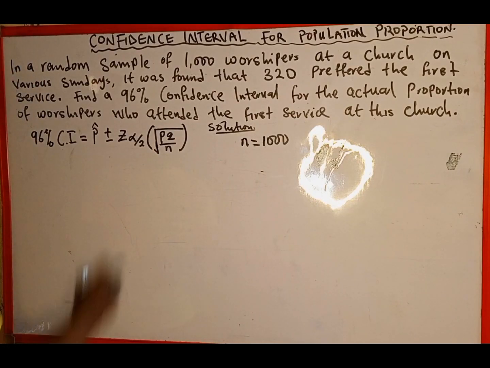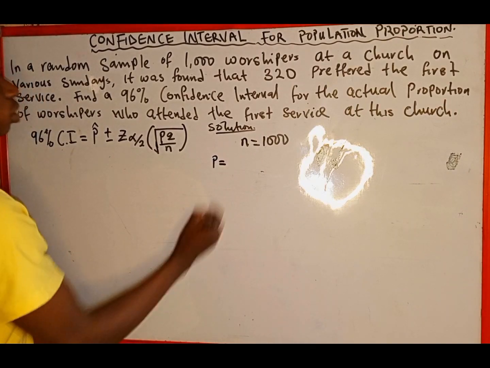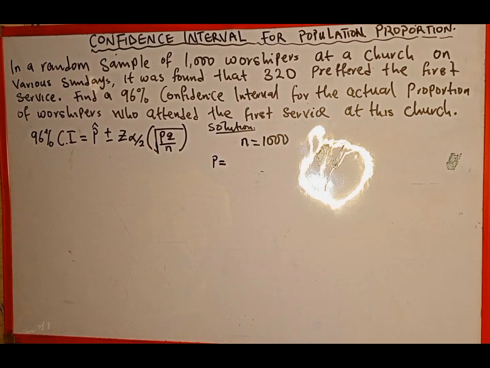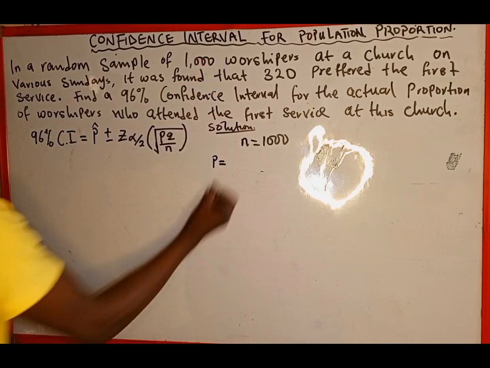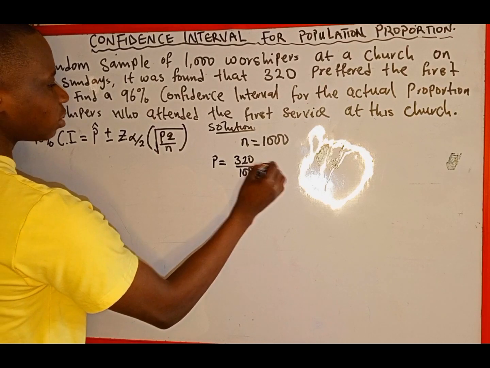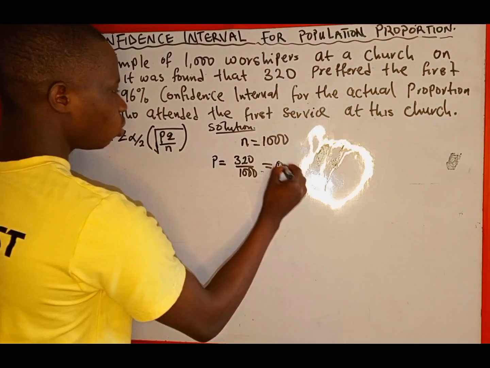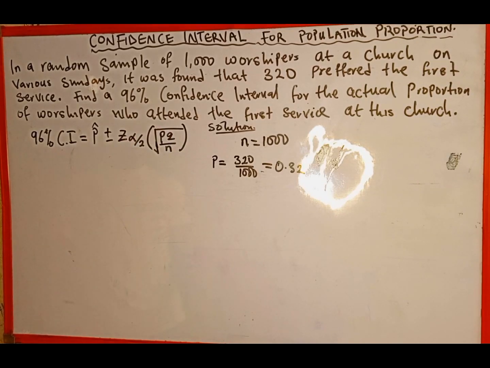The next thing we are going to get from the formula is P. And P is equal to the total number of the people who preferred the first service, divided by the random sample, the number of the sample, which is 1,000. So I'm going to have 320 divided by 1,000. If you press the calculator, 320 divided by 1,000 is going to give us 0.32.